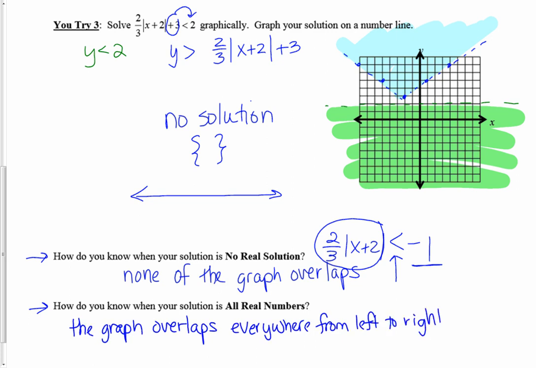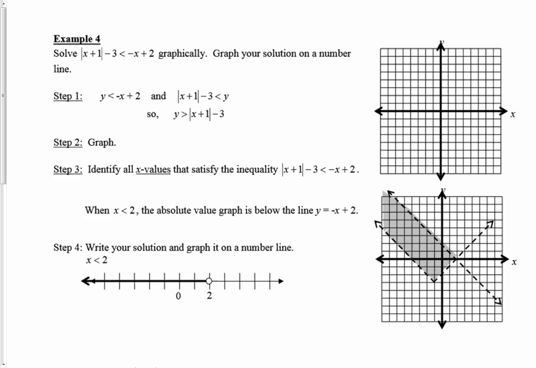And if you remember what happened with that inequality, when the absolute value of something is greater than a negative, we're always going to be greater than a negative because an absolute value is always positive. Okay, one last page here, example 4.